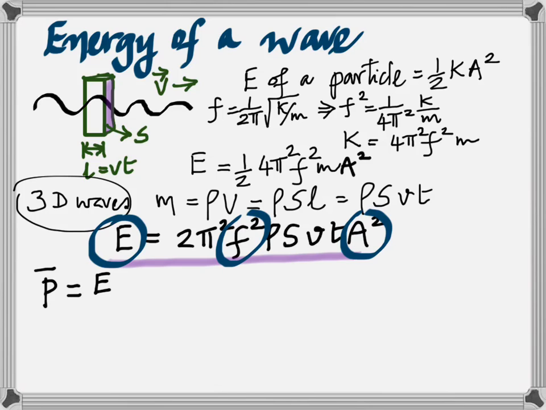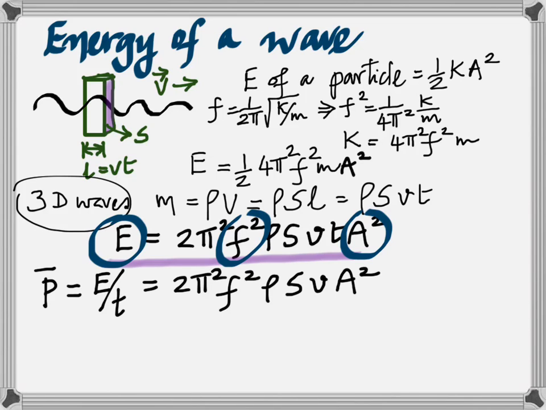What does that show? The average power. The average power is energy over time. Just remove the time factor and you got the formula for power. Average power.